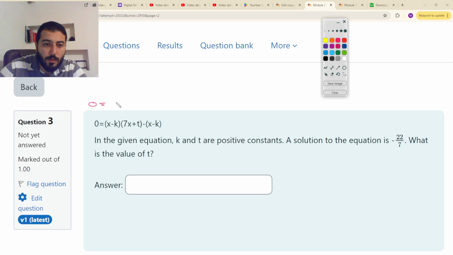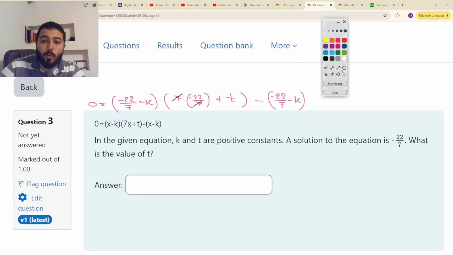So we have 0 equals negative 22 over 7 minus k times 7 times negative 22 over 7, which is 7x, plus t, minus negative 22 over 7 minus k. So first, let's remove this 7 with this one. Okay, so we have negative 22 over 7 minus k times negative 22 plus t minus negative 22 over 7 minus k. So here we can do factorization by grouping.